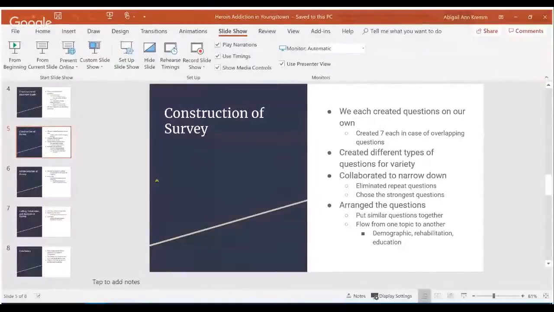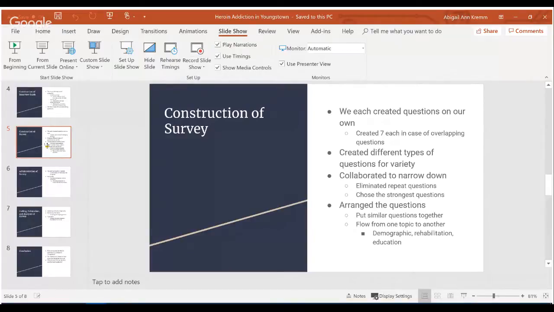Oops, that is the wrong PowerPoint. Because I have 7 different PowerPoints open at once. It's been a long week. I get it. Construction of survey? Okay, yes. So then, oh wait, was interview guide next? Yeah. We skipped interview guide. Did we skip construction of interview guide? Yes. Okay, I'll go back to that. Thank you. That's what went wrong. I get it.